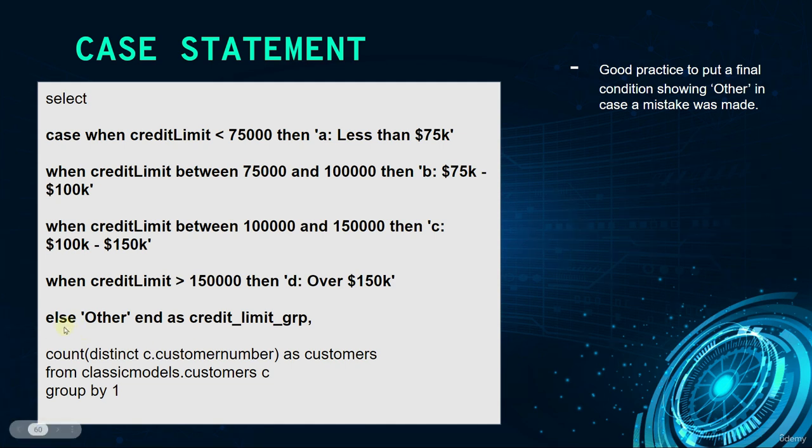However, whenever we use our else statement, it is always good practice to write other, just in case a mistake was made. Because rather than writing our final statement here, when credit limit over 150, it may be tempting just to write else and then this output, over 150,000. But if a mistake was made in one of our previous groupings, everything else would fall into this. And it's better to write other just in case, and then if any output of other shows up, you know you made a mistake.